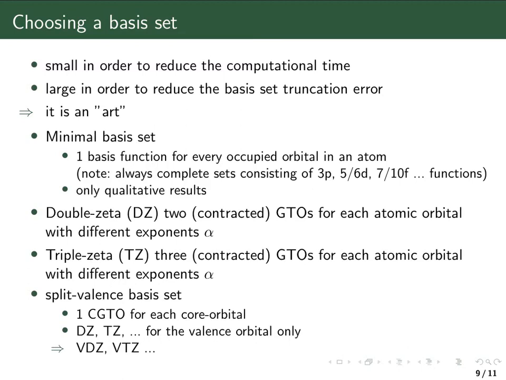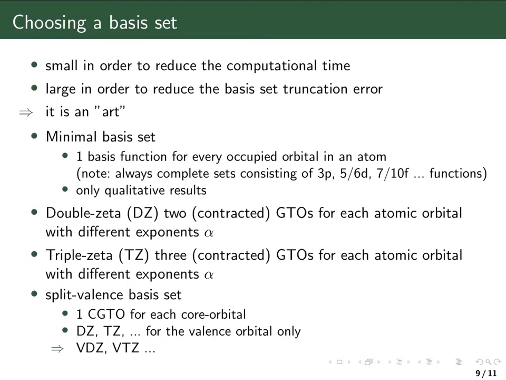Or if one wants to have some d functions, then one would use either 5 spherical or 6 Cartesian d functions, and correspondingly 7 spherical f functions or 10 Cartesian f functions. Now, such a minimal basis set is not very accurate. Actually, it's rather inaccurate, so it can only be used to give qualitative results.